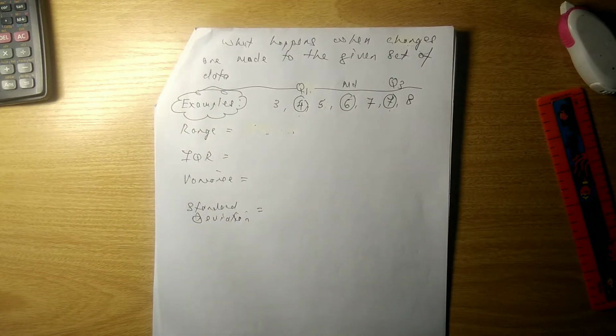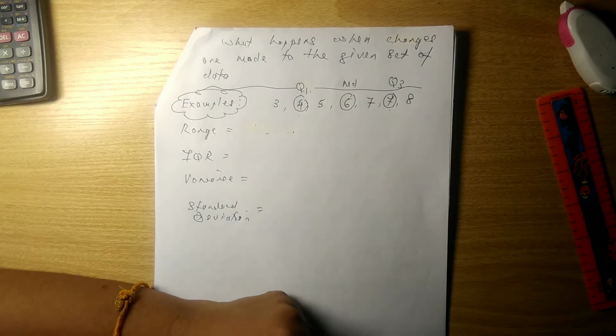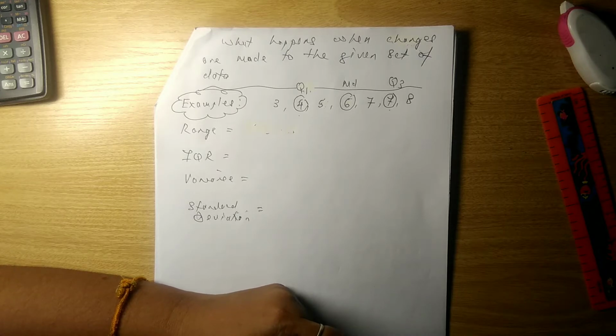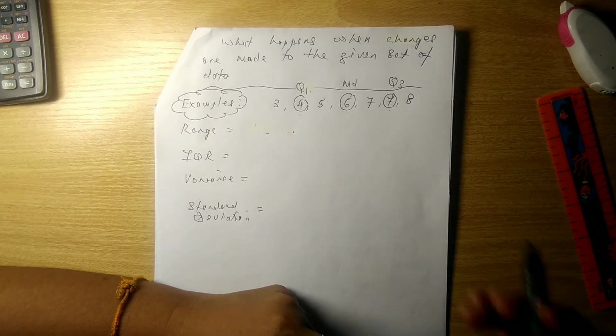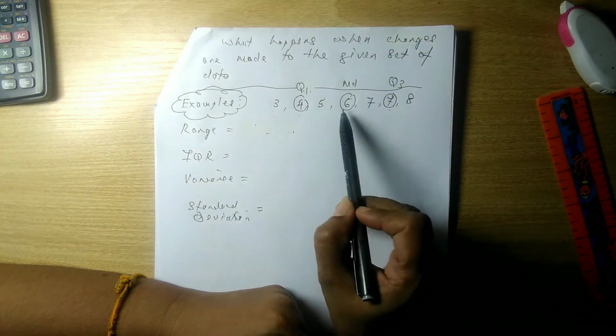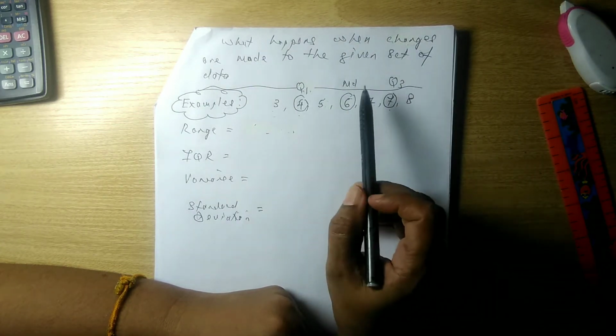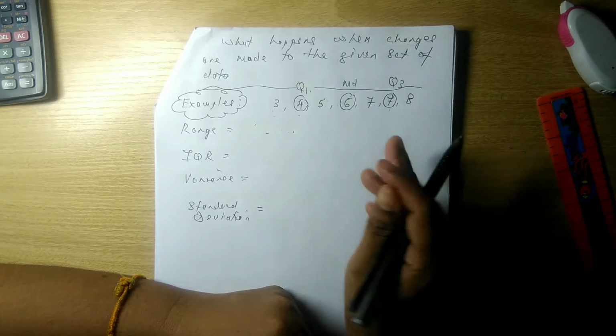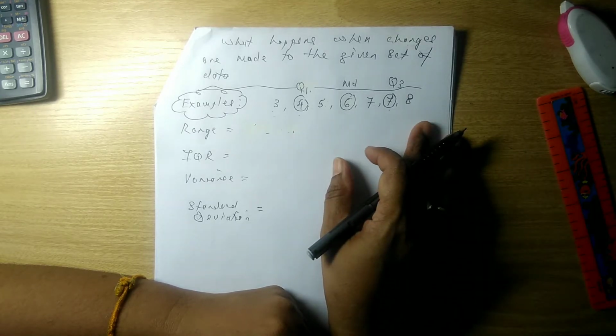Okay, good evening. So today we move on to the next concept, on measures of dispersion. Let's say you're given a simple set of data like this: 3, 4, 5, 6, 7, 7, 8. And we make some changes to this set of data. Now what's going to happen?